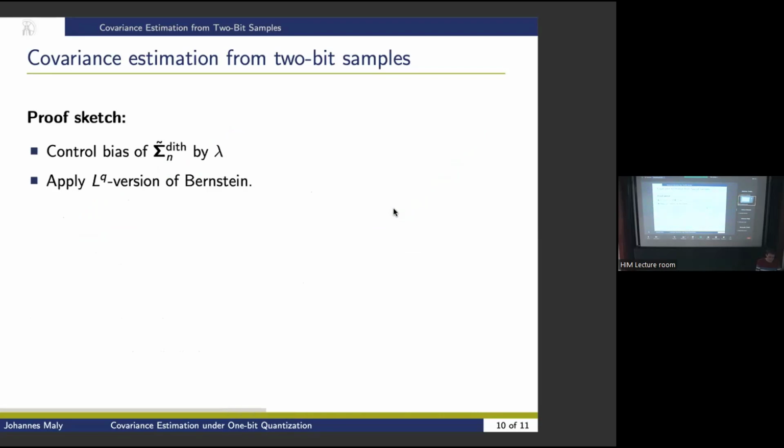Proof sketch, again, just in 2 lines. Basically, the first thing one needs to do is to understand how lambda controls the bias of this estimator. So I need to make lambda sufficiently large to control the main bulk of my distribution in an unbiased way. And I need to find a trade-off between controlling this and having only a small rest of not so well-controlled things. And then basically applying an LQ version of Bernstein to control the moments of the error. And then you get a high probability bound.